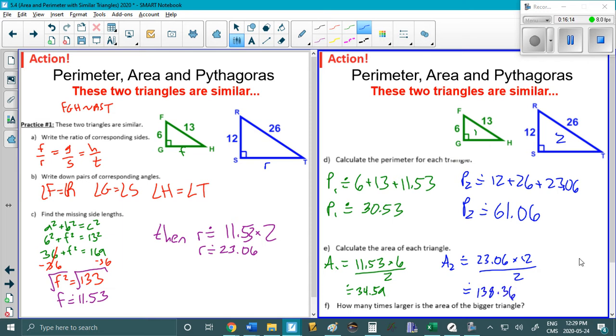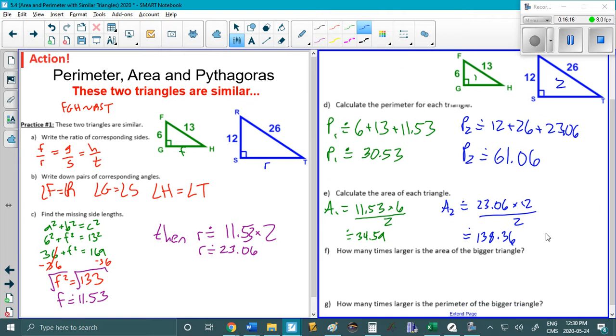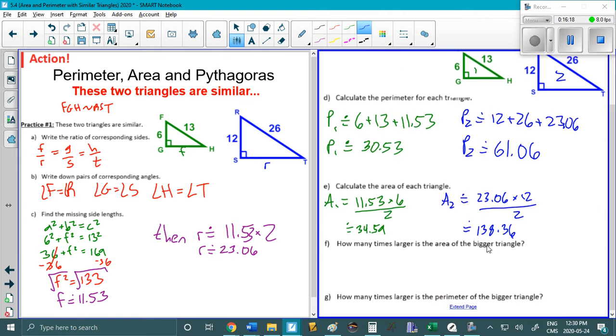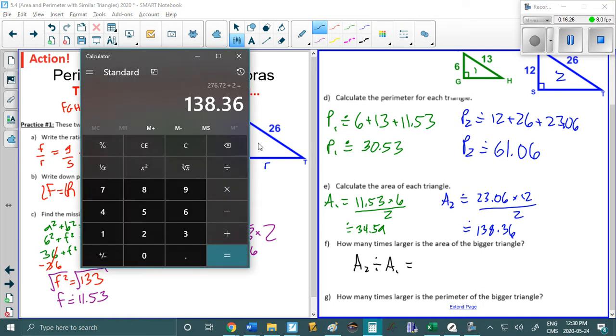And now the big question, kind of the point of today: how many times larger is the area of the bigger triangle? So to do that, we do A2 divided by A1. So A2 is 138.36 divided by the area of the first one, and we get 4.